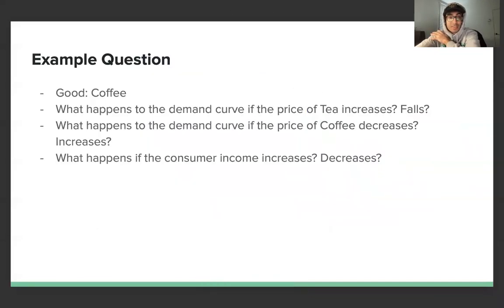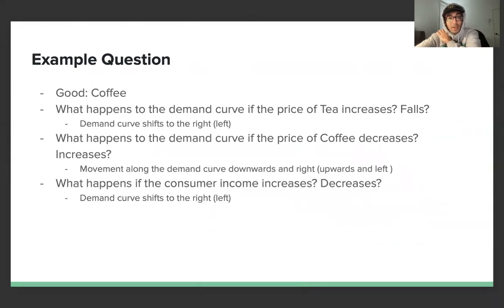Okay, let's do a few examples. Let's think of our good as coffee, and then we'll try to see what happens to the demand curve if the price of tea increases and falls. What happens to the demand curve if the price of coffee decreases or increases, and then what happens if the consumer income changes. Okay, so when the price of tea increases, your demand curve shifts to the right.